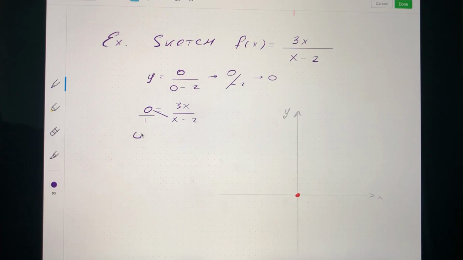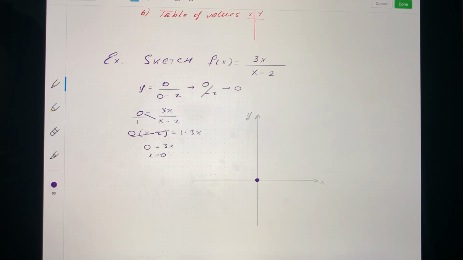0 times x minus 2 equals 1 times 3x, which means 0 is 3x. Dividing both sides by 3, x is 0, which gives us the same exact point, (0, 0), that we already had. So these are the intercepts.